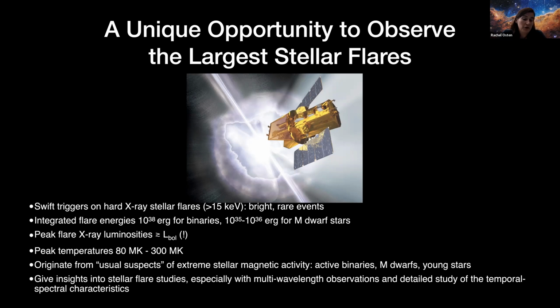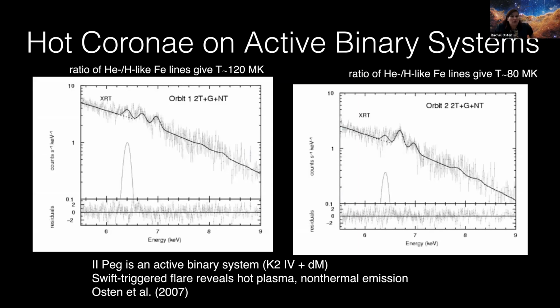These originate from those usual suspects that I mentioned before: active binaries, M dwarfs, young stars. So let me just go through a handful of the papers that have been published recently on this topic. The first of these events was from an active binary system, II Pegasi, where Swift triggered on this as if it were a gamma ray burst, and then after getting the narrow field instruments, realized that it was consistent with a known cataloged X-ray source.